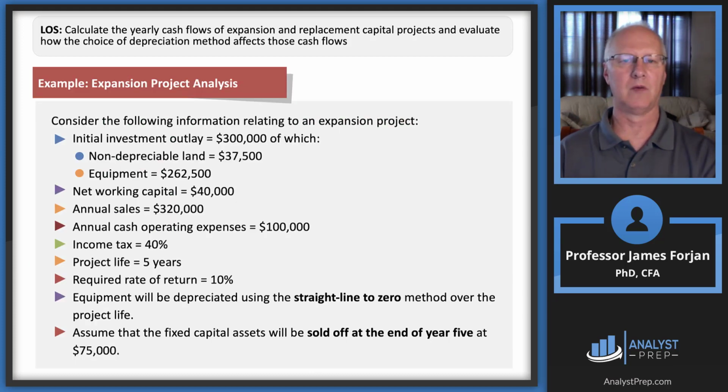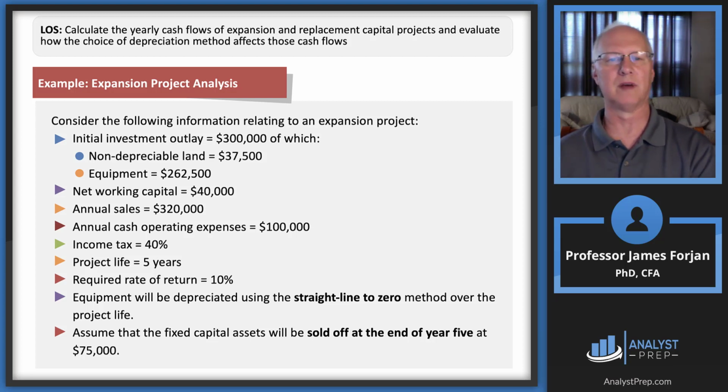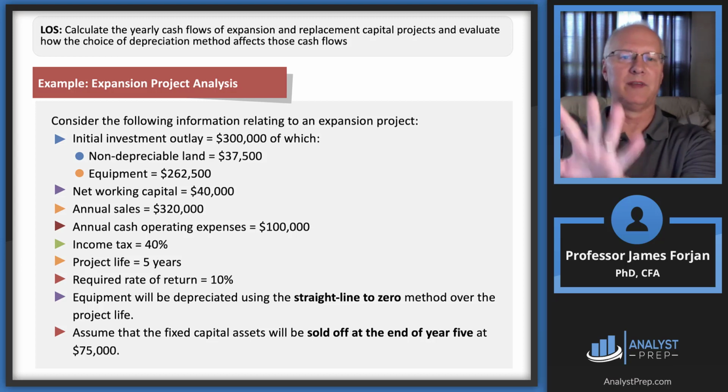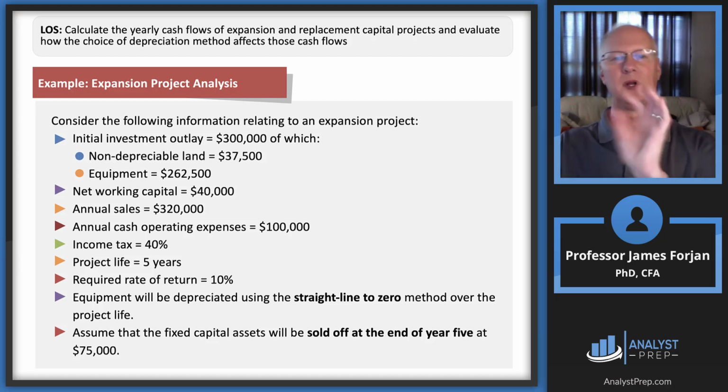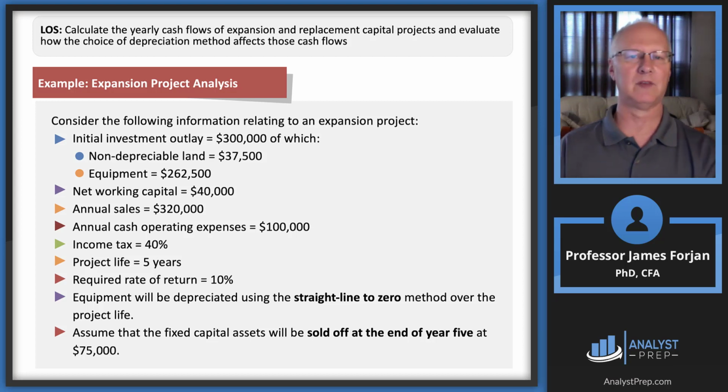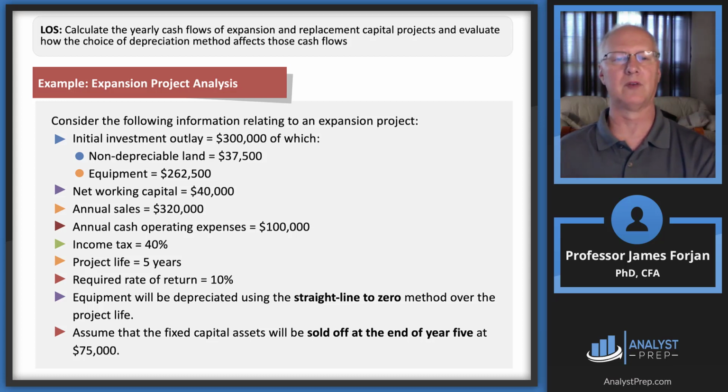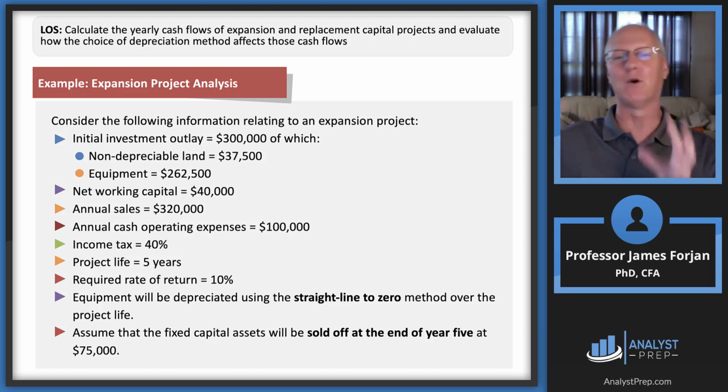So let's go ahead and work through an example. And this could be Jim's Bakery here, right? I want to buy some land, non-depreciable land, $37,500. I need to buy some land in the field behind my factory. I need to put in a whole bunch of equipment so that I can make these broccoli donuts, $262,500. So there's my initial investment outlay of $300,000, net working capital of $40,000. So, gosh, boy, you thought that my pile of $10,000 worth of broccoli was big. How about a $40,000 pile of broccoli?